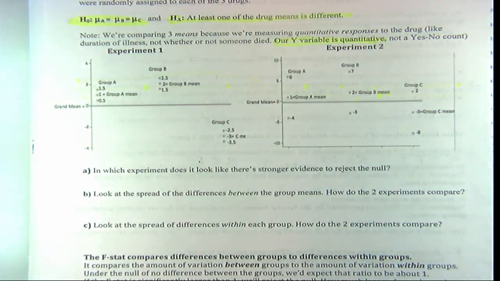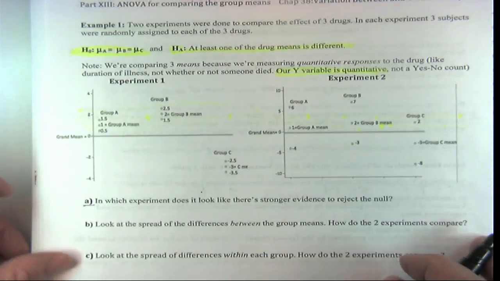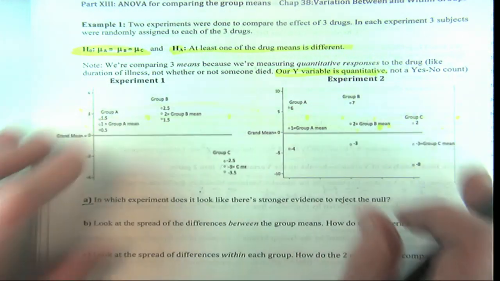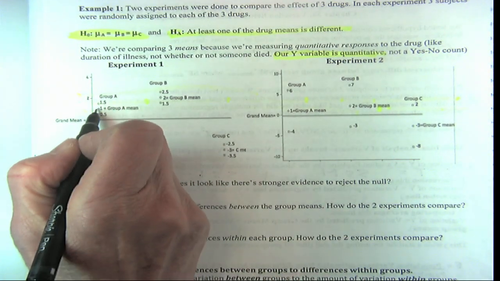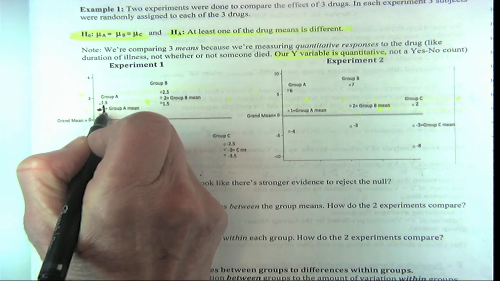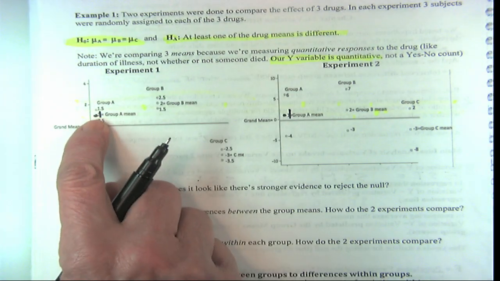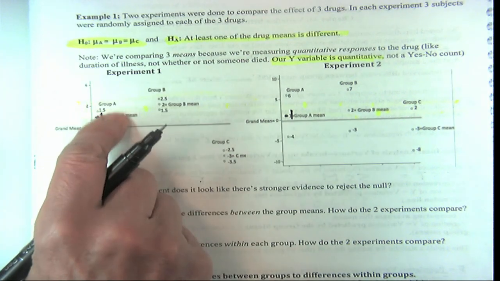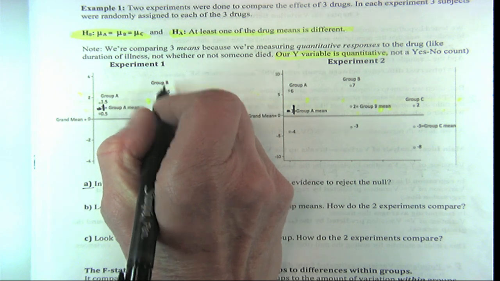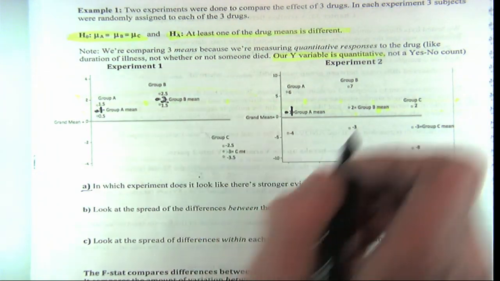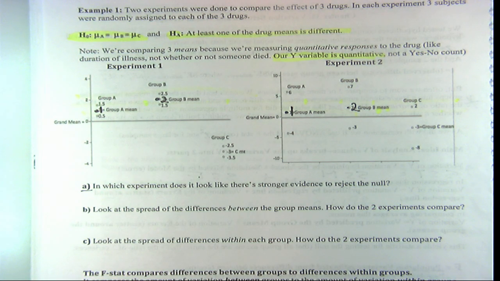All right, so now let's just do this one as an eye clicker. It says, in which experiment does it look... Okay, so there's two experiments. And let me just point something out before we do this eye clicker. In group A, the mean was 1 in both experiments. In group B, the people who took drug B had a mean of 2 in this experiment, and in this experiment, they also had a mean of 2. So these means are the same.